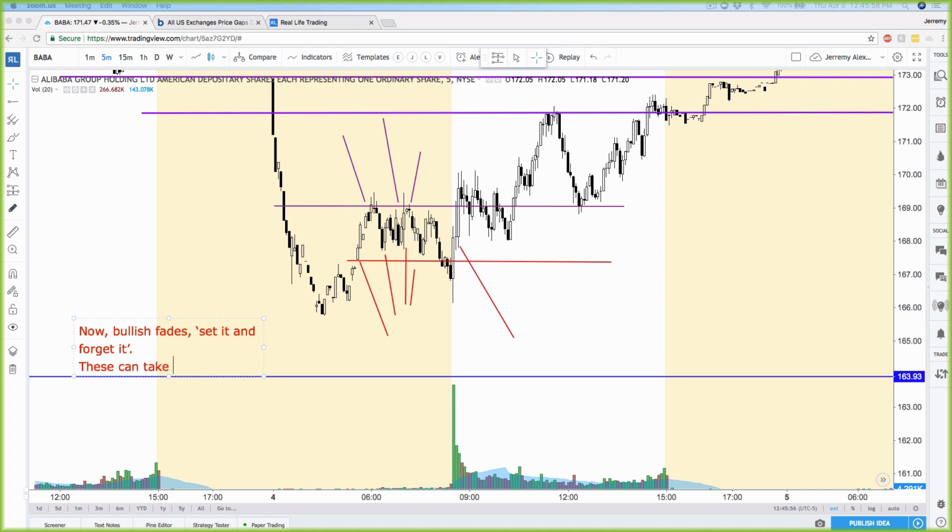These can take hours and usually do. But they can fade all day. That's the cool thing about bullish fades. So it's, again, your preference. If you have 30 minutes to trade and that's it, you're probably going to look to play bearish fades.